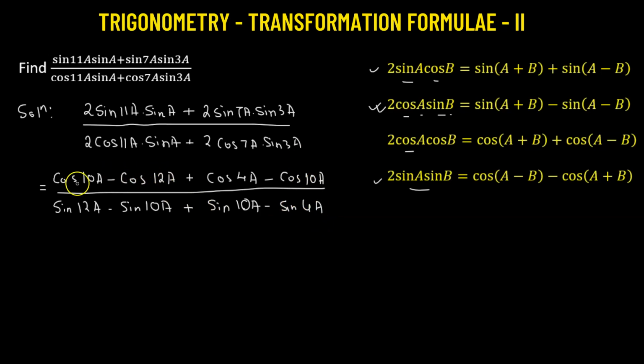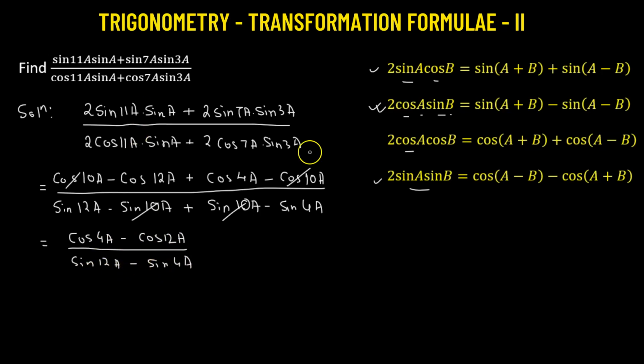So here in the numerator we can cancel out cosine 10a minus cosine 10a. Then in the denominator, negative sine 10a plus positive sine 10a gets cancelled out. So this equals cosine of angle 4a minus cosine of angle 12a, whole divided by sine of angle 12a minus sine of angle 4a. What we have now is the difference of two cosine functions in the numerator and the difference of two sine functions in the denominator.